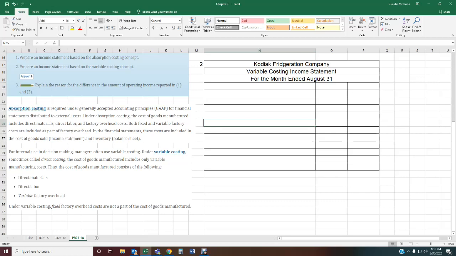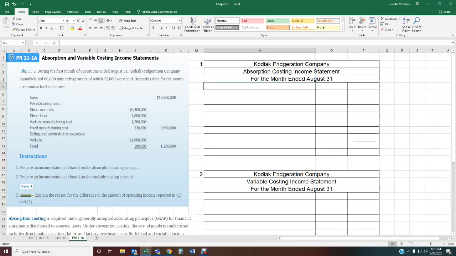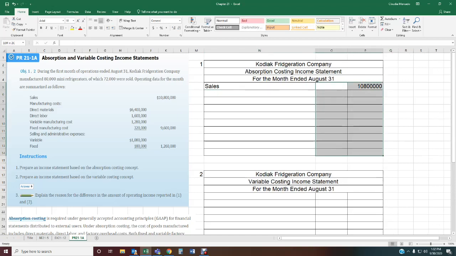Okay? So let's first attempt the first part, which is the absorption costing income statement. Like always, we begin with our sales. Our sales figure was provided at 10,800,000. Let me just put commas here. There we go. Then I'm going to have my cost of goods sold. Under my cost of goods sold, I'm going to have my cost of goods manufactured.